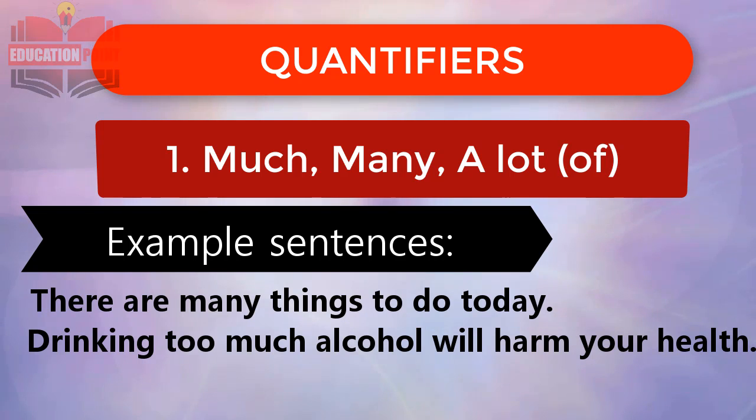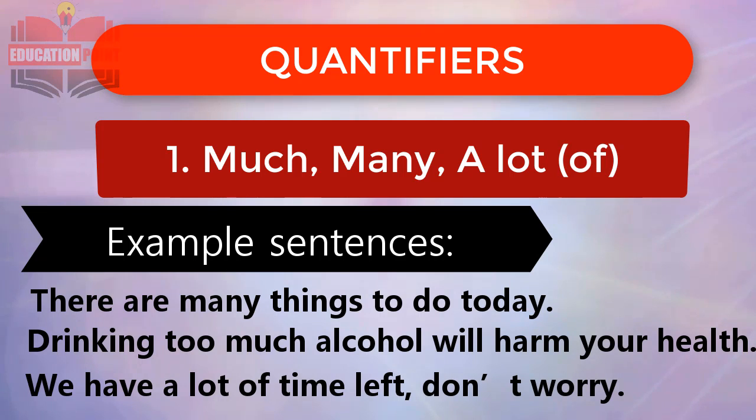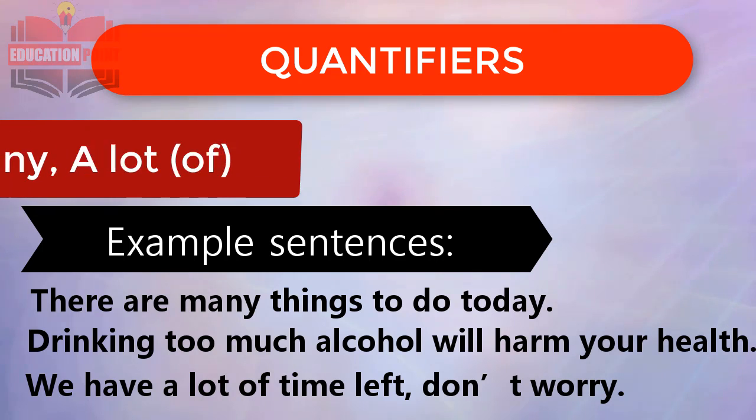The second one is drinking too much alcohol will harm your health. Here we are not actually measuring how much alcohol will harm your health. We are just saying that it is too much alcohol. So it's uncountable. We have a lot of time left, don't worry. Here we are using a lot, which conveys time as a noun, which can be counted and uncounted as well. We are just saying it in general and using this quantifier.